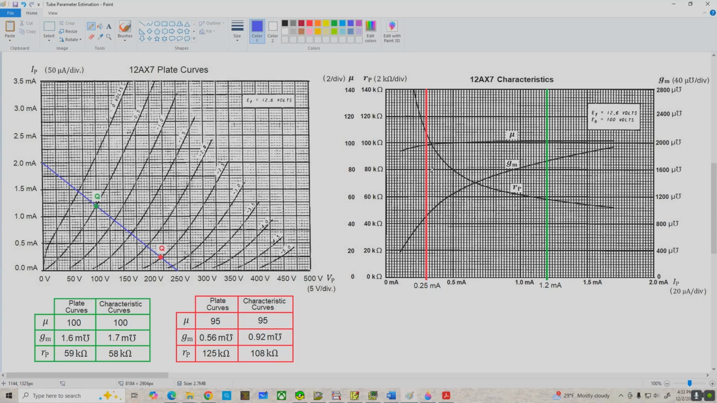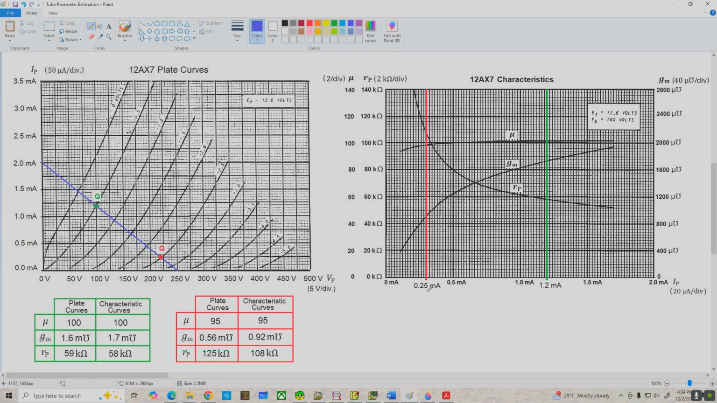Now, going to the red Q point, we've got an IPQ of 0.25 milliamps, and if we come up from there, we intersect the transconductance curve at about 0.92 millimhos. It's a little bit higher than the value that we computed from the plate curves, but I would expect that to possibly be off a little bit because these curves are for a plate to cathode voltage of 100 volts. We've got a plate to cathode voltage here of 220 volts. So I would suspect that the value we estimated from the plate curves is a little bit more accurate in this case. But in any case, it's not too far off.